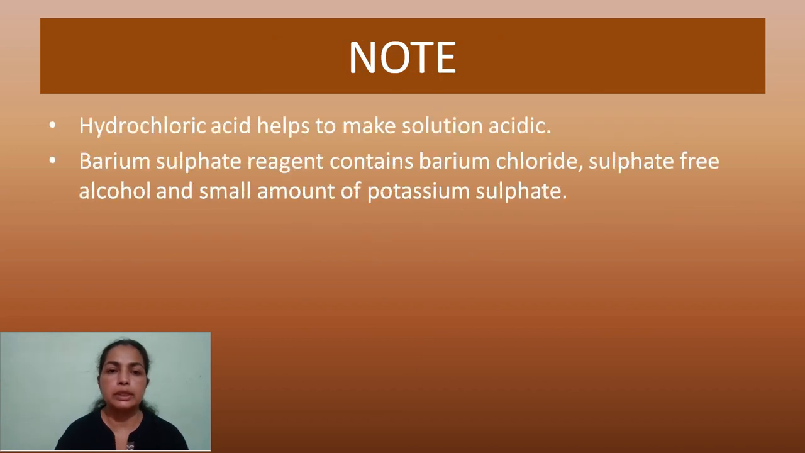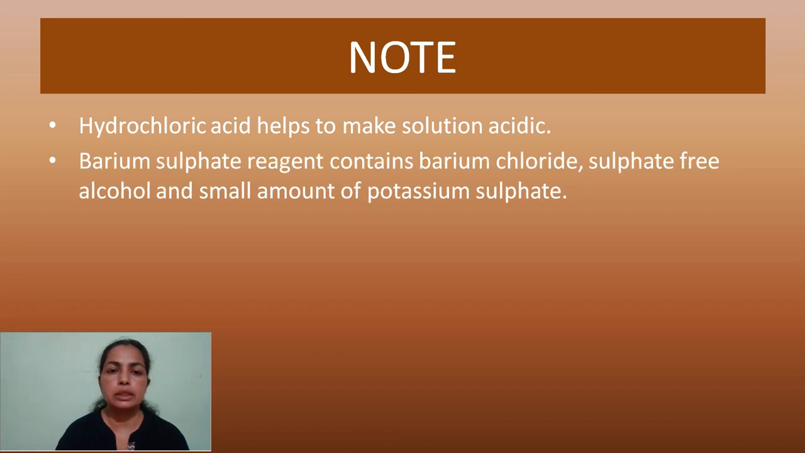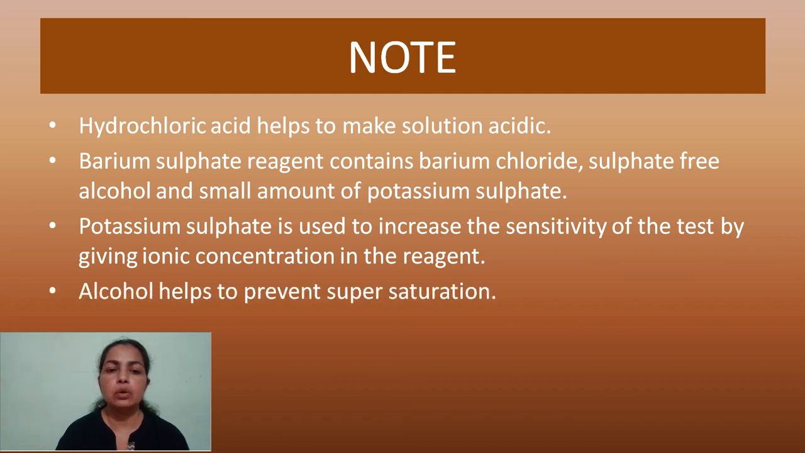Some important points in this limit test are: why did we use hydrochloric acid here? Hydrochloric acid helps to make the solution acidic. The other reagent that we have used, barium sulfate reagent, contains barium chloride, sulfate-free alcohol and a small amount of potassium sulfate. Why have we added potassium sulfate in this reagent? Potassium sulfate helps to increase the sensitivity of the test by giving ionic concentration to the reagent, while alcohol is used in this reagent to prevent supersaturation.